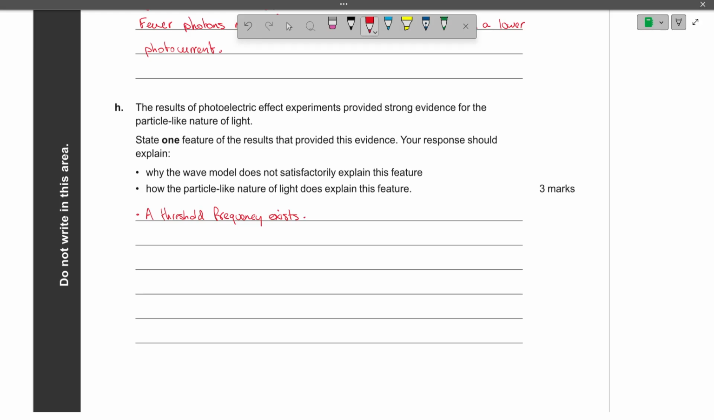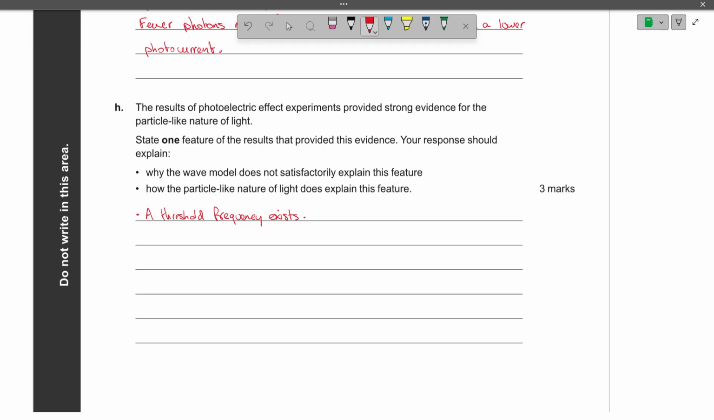It predicts it doesn't matter what wavelength or frequency of light you have, if you leave the light shining long enough, or if you make the light bright enough, it will have enough energy to release those photoelectrons. But obviously we've seen that there is a threshold frequency. There are frequencies of light for which it doesn't matter what the intensity is, or how long you leave it shining on the metal, nothing is ever going to happen. So the wave model does not satisfactorily explain that.